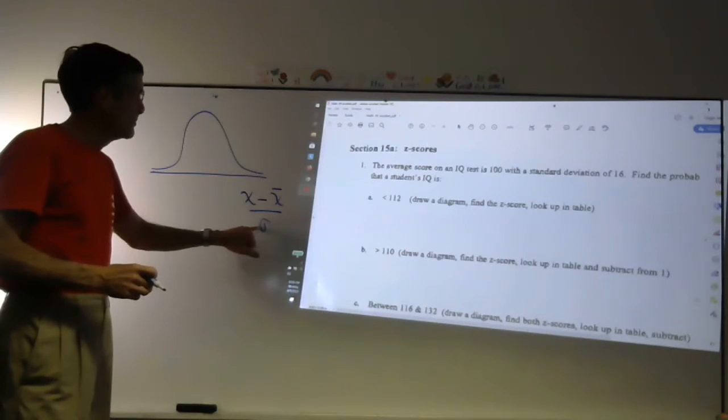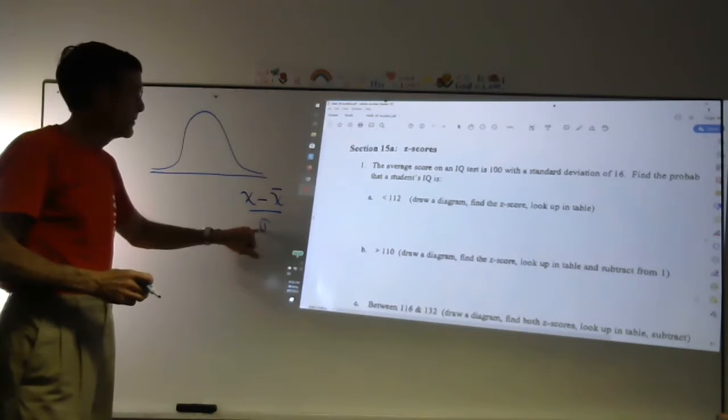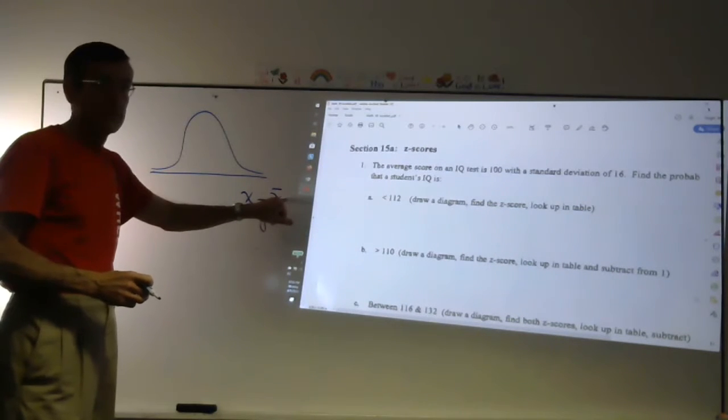Now, this symbol is the standard deviation, okay? It's a sigma, small letter sigma. Here's the X bar, which is the mean, okay?